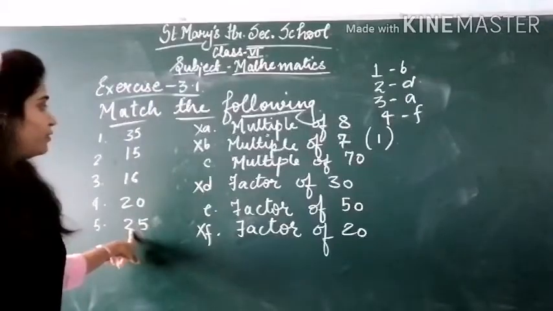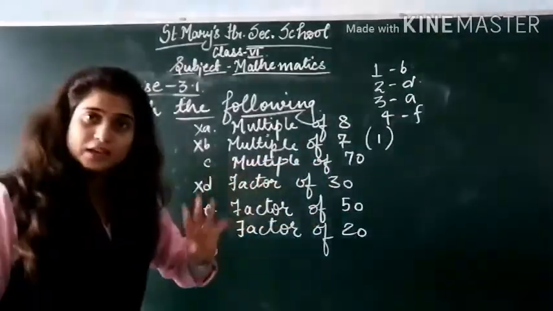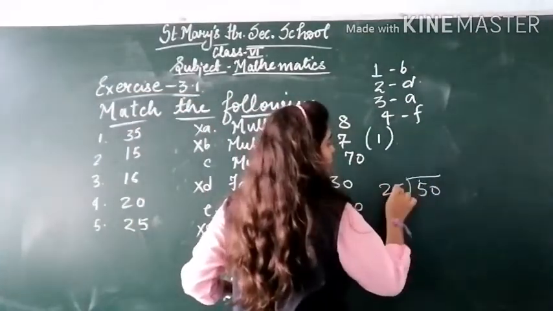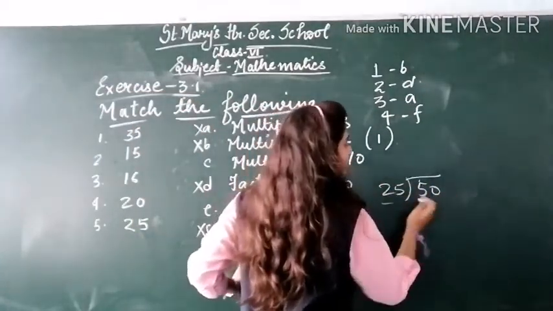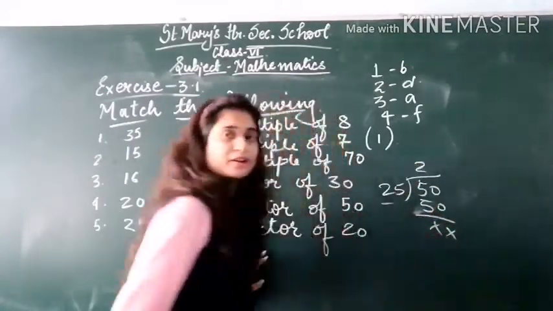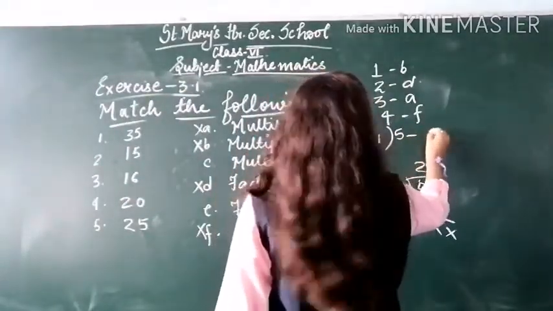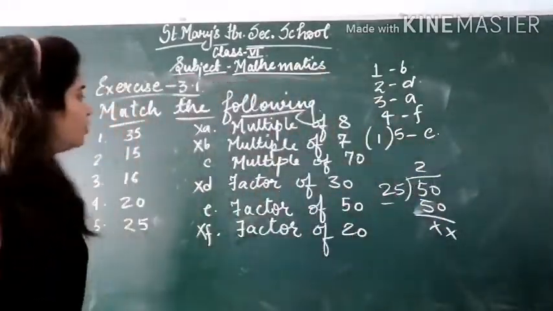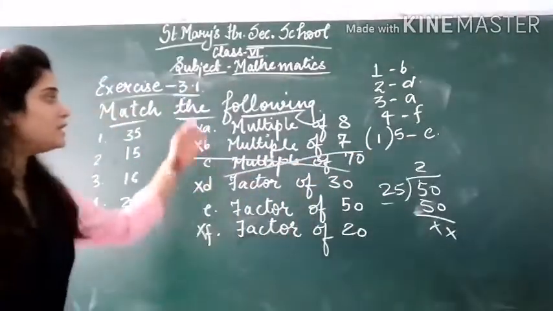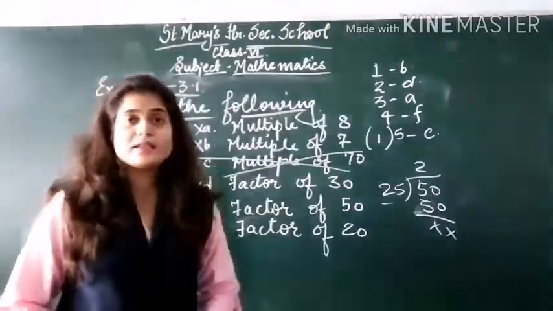Now 25. Multiple of 70? No. Factor of 50? Yes. 25 is a factor of 50. 50 comes 2 times. So 25 is a factor of 50. So for fifth the answer is E. Only C is not used here, as all the other options we have used. Now let us see the next question.